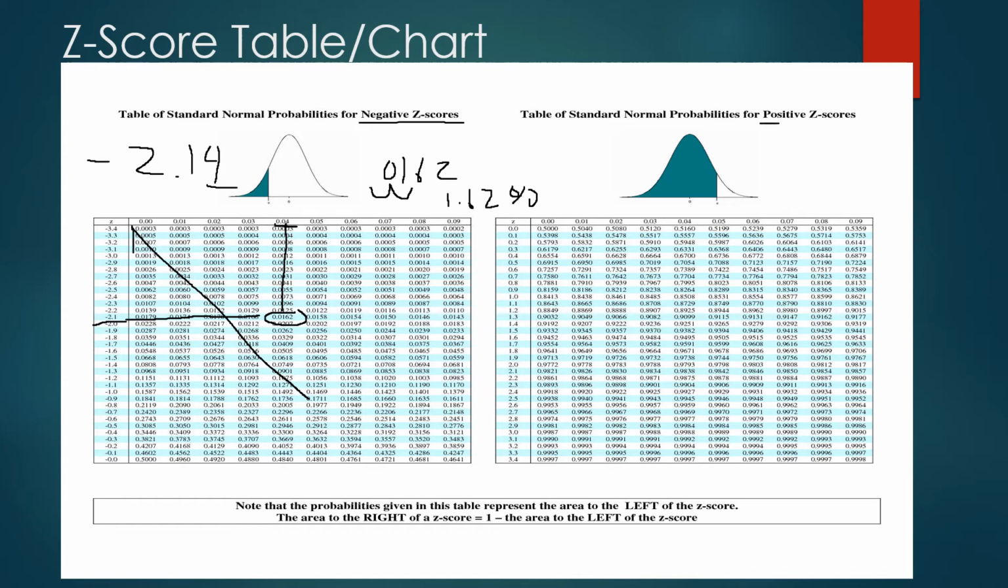So let's try a positive z-score now. Let's do 1.25. We would go down to 1.2, go to the 0.5, and find the number in between, which would be 0.8944. Turning that into a percentage, once again, move the decimal point over 2 times and you'd get 89.4. Sorry, my handwriting is atrocious.